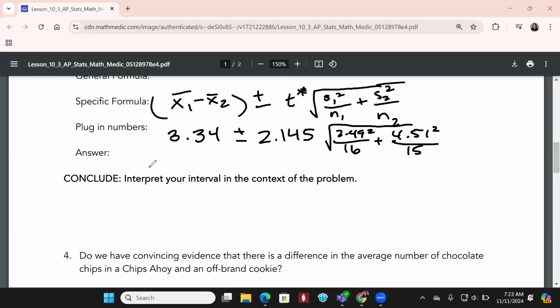For the answer, you're going to get 0.51 to 6.17.